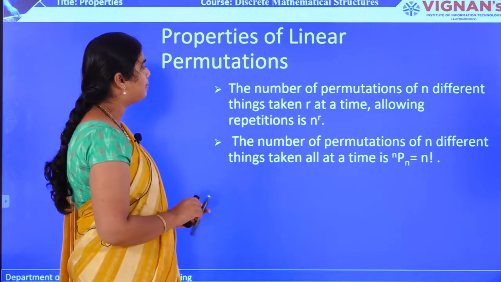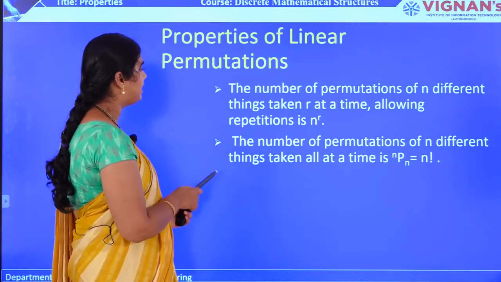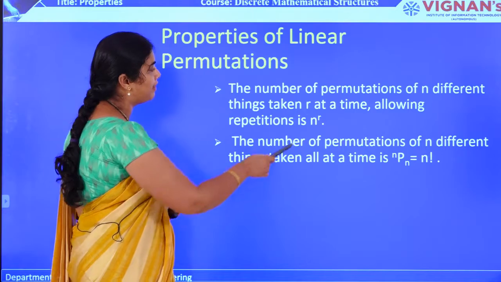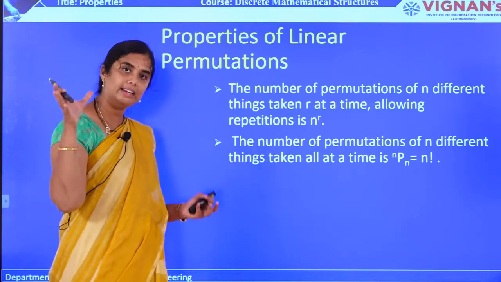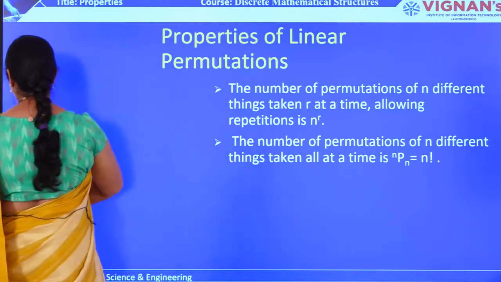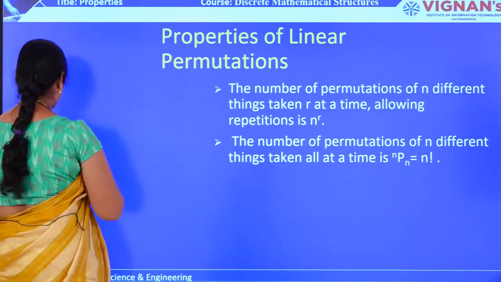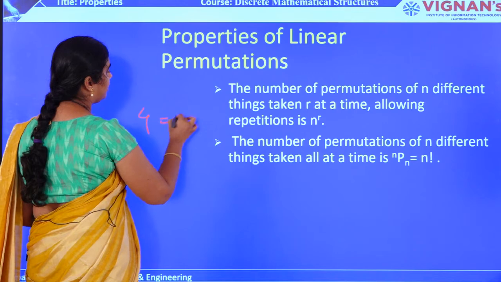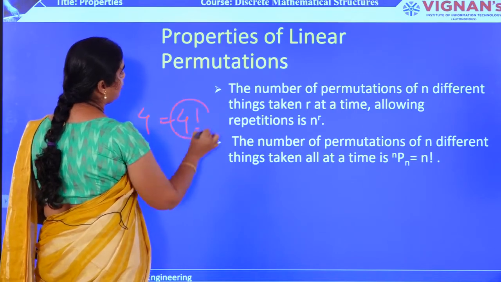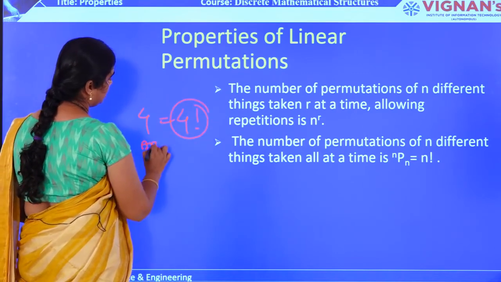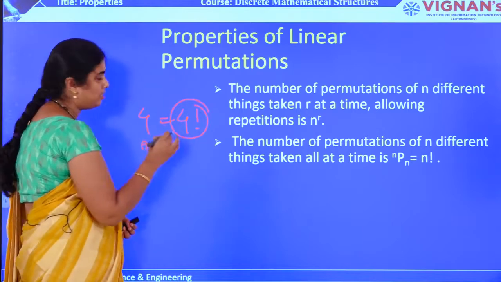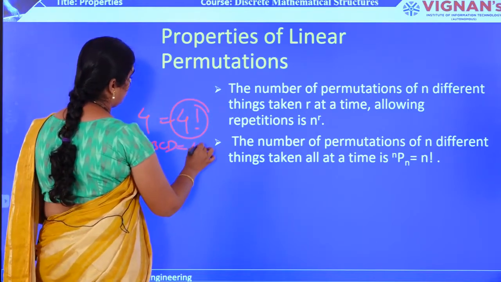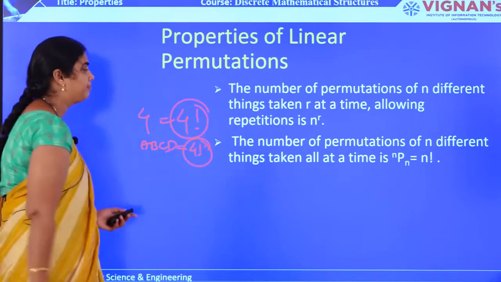And the second property is that the number of permutations of n different things taken all at a time will be nPn. I have taken 4 letters and I am asked to arrange them all at a time. Then the number of arrangements that can be made is 4 factorial. That means A, B, C, D I have taken and I am asked to arrange these 4 letters, then it will be 4 factorial. Okay?